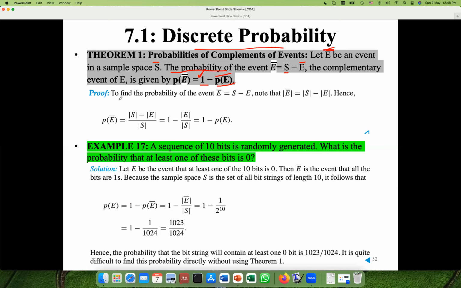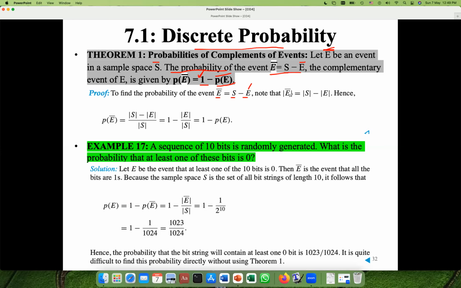You will see here, this is a simple proof to find the probability of the event E complement. According to theorem 1, the definition: what is E complement? Space minus E. Space minus event, what you will get is the complement of E, the opposite of this E. This is written here.